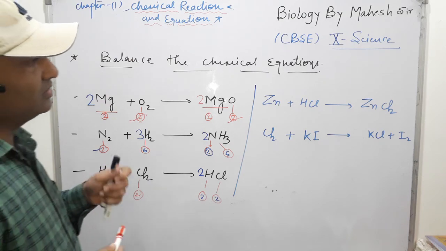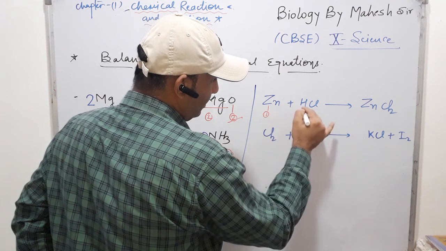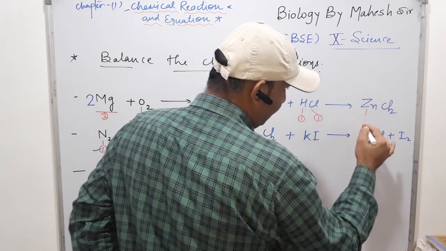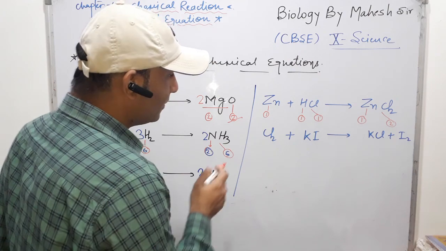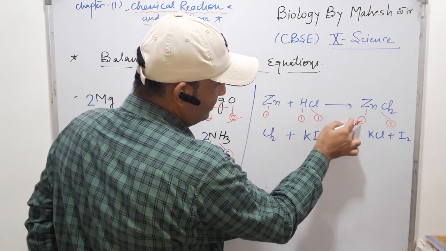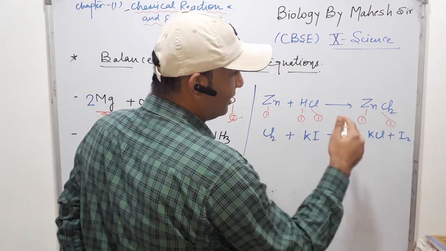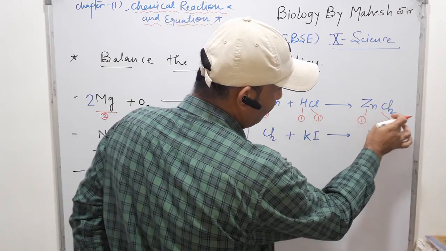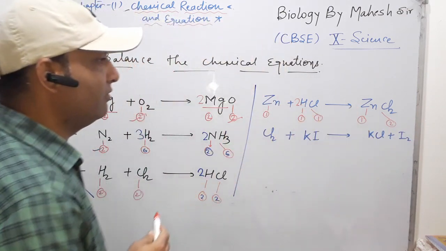Next, Zn plus HCl produces ZnCl2. Here Zn 1, hydrogen 1, chlorine 1. On the right-hand side Zn 1 and chlorine 2. Clear? So first of all we balance Zn and Cl. How do we balance? Here the 1 Zn is balanced. Hydrogen is not seen in the chemical equation because it may be released in the H2 form. So for chlorine, here the Cl2 has 2 Cl, so we write the 2 here. So it is a balanced chemical equation.